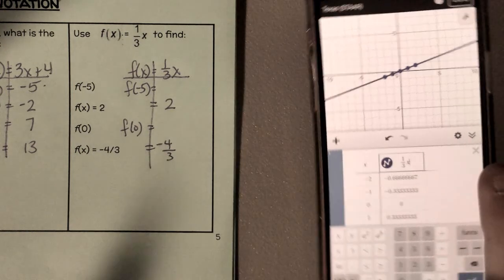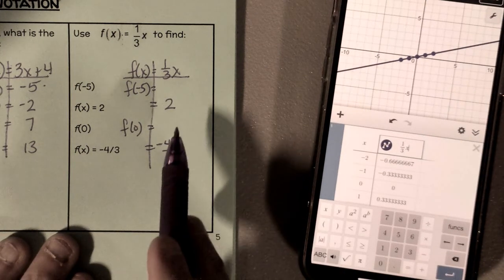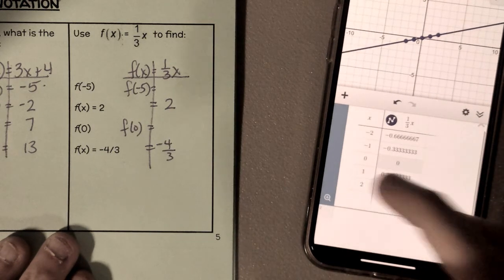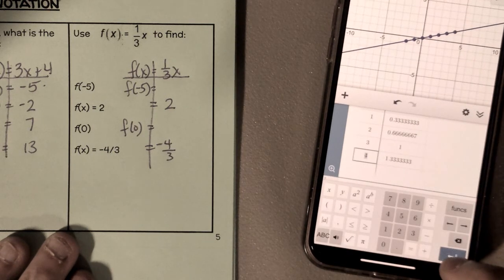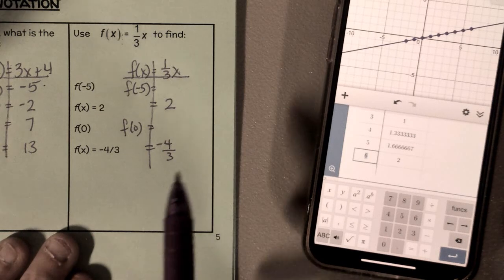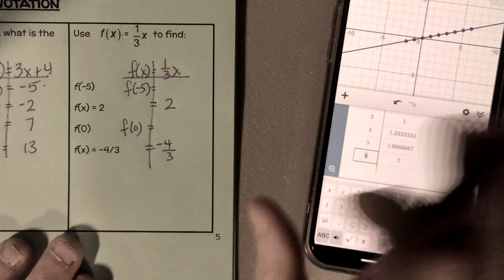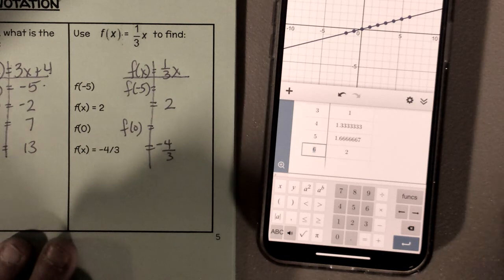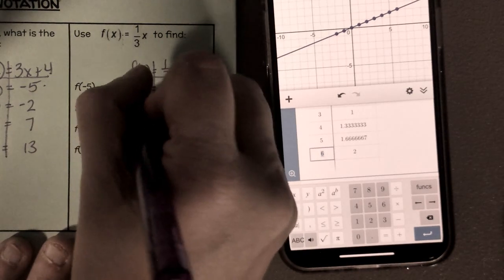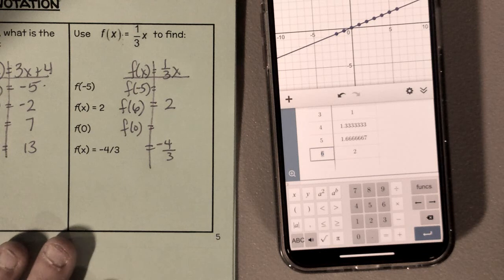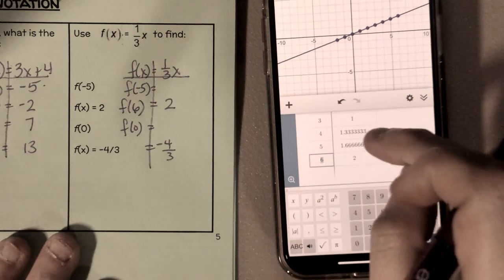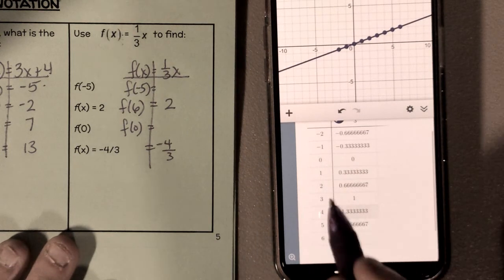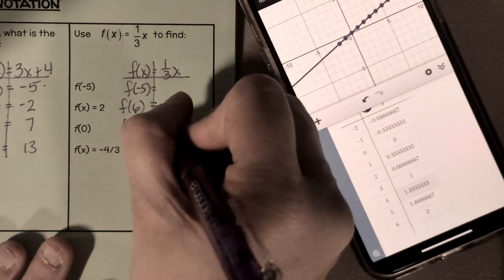So now I'm just looking all over this thing. Let's look, first of all. I don't see a 2, but I bet if I keep going, I will. Let's go. There it is. So if I just hit enter on my table there, then I see when x is 6, y is 2. Okay? And then here I can see when x is 0, y is 0.